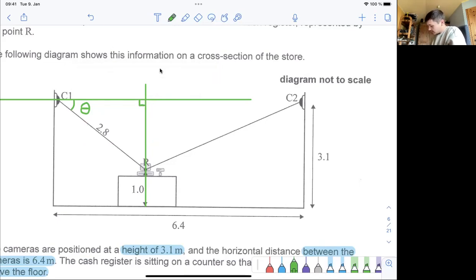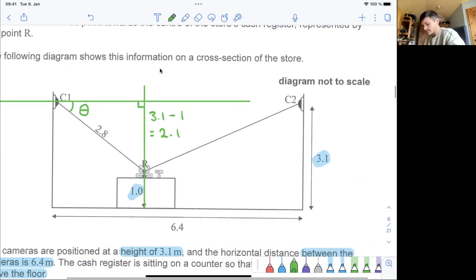Now, given that we have the height of the cameras being 3.1 and the height of the cash register being 1.0, that means the length of this line here plus 1 has to equal 3.1. They have to be the same. So this side is going to be 3.1 minus 1, which equals 2.1. So there we have the height, or the opposite side to our angle theta. Now we can go about calculating the size of the angle theta.